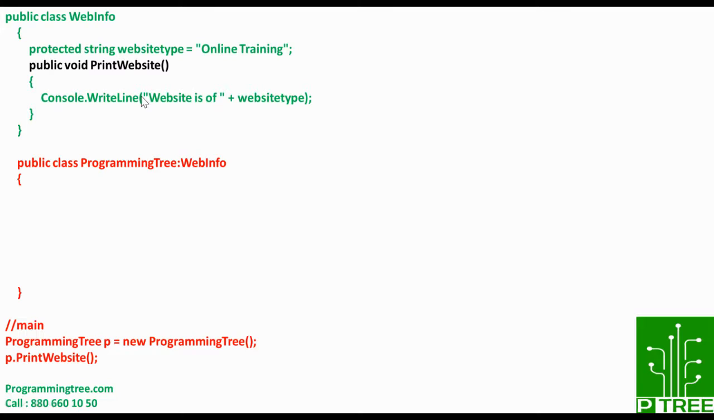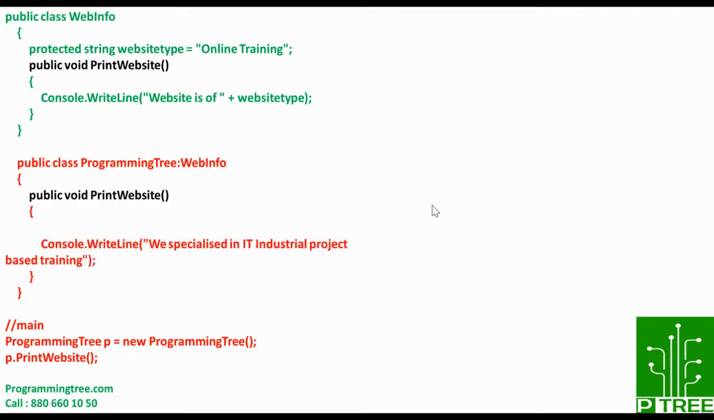Now, as per the definition of method overriding, if the method that is available within a base class and the same signature method is available within the derived class, then it is called method overriding. So the signature of this method is void, method name is PrintWebsite, no arguments. So it becomes the same signature within the base as well as the derived class.